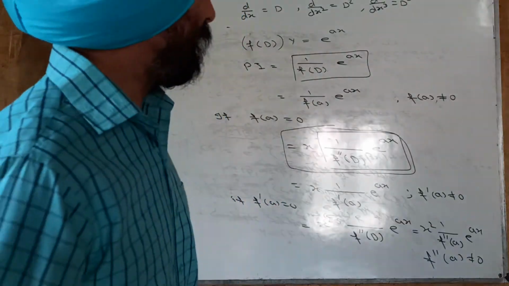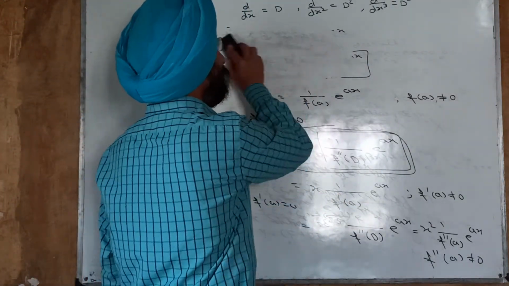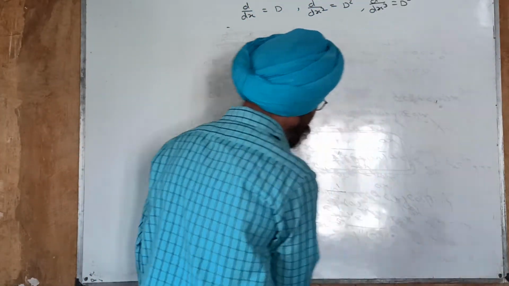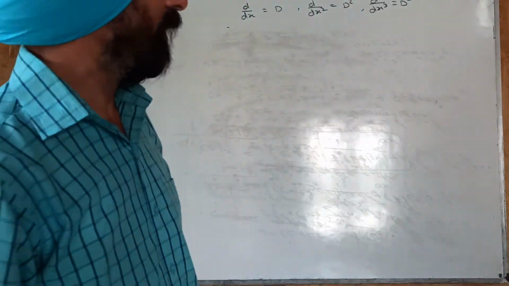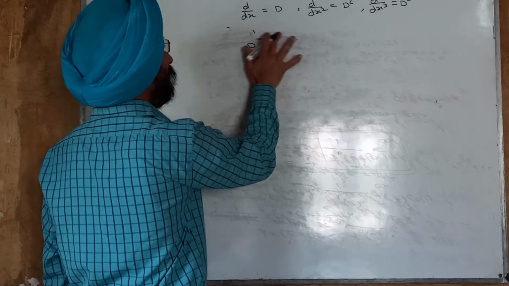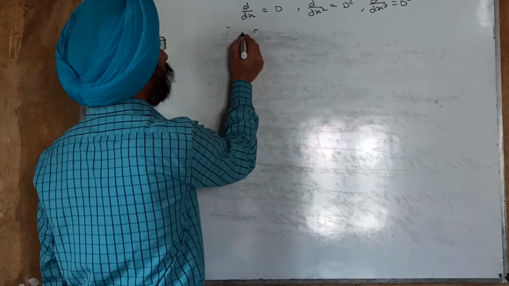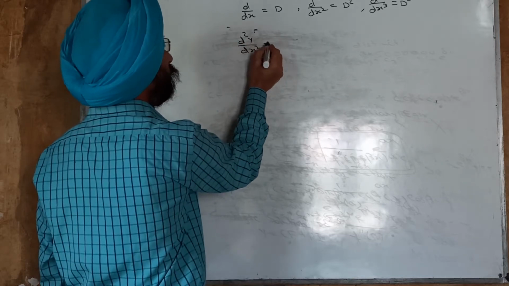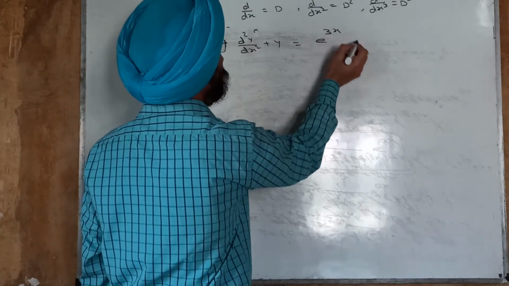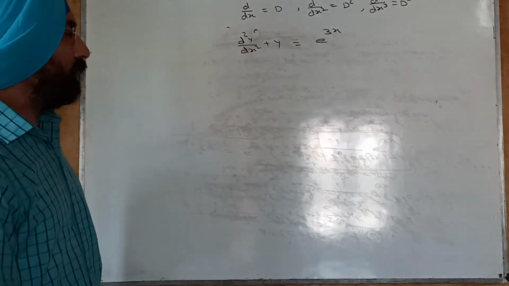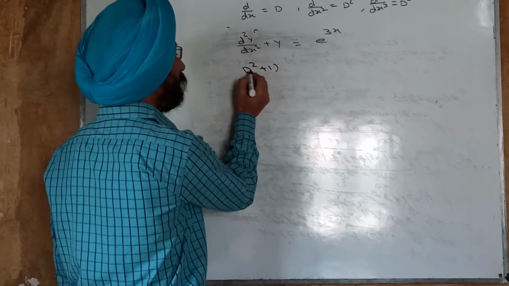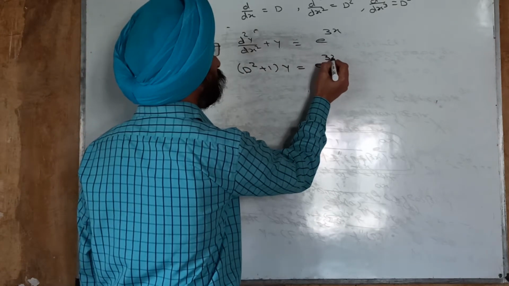So let us take a case. We will take 2 or 3 differential equations with constant coefficients to discuss such a case in detail. So first I am taking the equation d²y/dx² + y = e^(3x). Look into this equation. First of all, in the symbolic form, it will become (D² + 1)y = e^(3x).